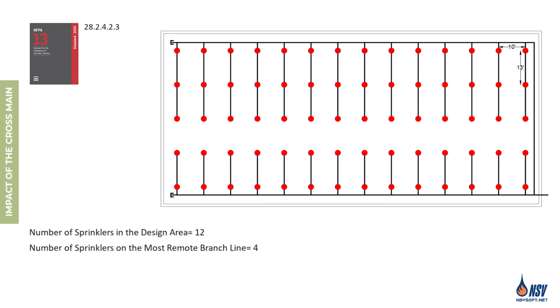When a branch line doesn't contain enough sprinklers to meet the design area length requirement, the standard allows the design area to extend to adjacent branch lines, but only if they are supplied by the same cross main. Therefore, we select 3 sprinklers on the most remote branch line and 3 sprinklers on each of the second, third, and fourth branch lines to meet the minimum calculated number of 12 sprinklers and ultimately cover the 1,500 square feet required by NFPA 13.